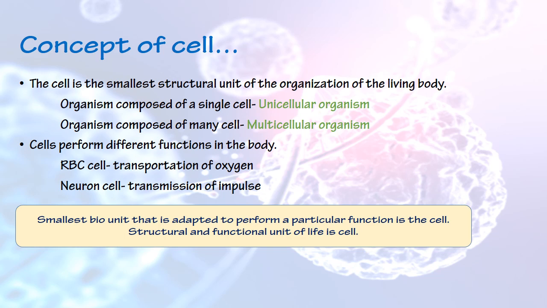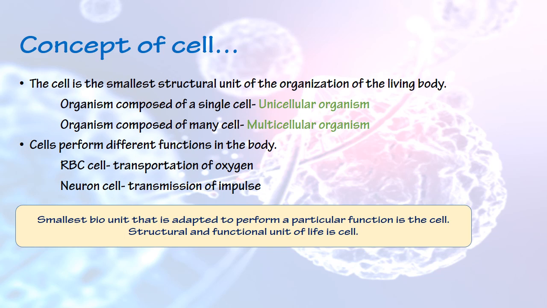In the environment, you can see unicellular organisms as well as multicellular organisms. Most of the microorganisms are unicellular organisms. A single cell is the functional unit there, and mammals, insects and all other living beings are multicellular organisms.